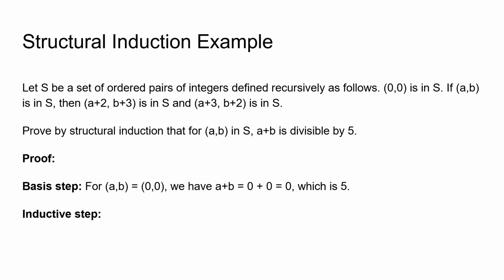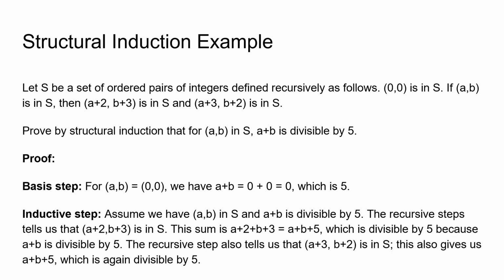We're going to assume that the statement is true for some pair (a, b) in S, and then check that it's still true if we apply the recursive step of our definition. So we'll check that our statement is still true for the pair (a+2, b+3) and the pair (a+3, b+2). So that's exactly what we do here. If we look at the sum (a+2) plus (b+3), that's a plus b plus 5. Remember that we've assumed that a plus b is divisible by 5. So a plus b plus 5 must also be. And then we can do something similar for (a+3, b+2). And so we've proven our statement, and that's how structural induction works.